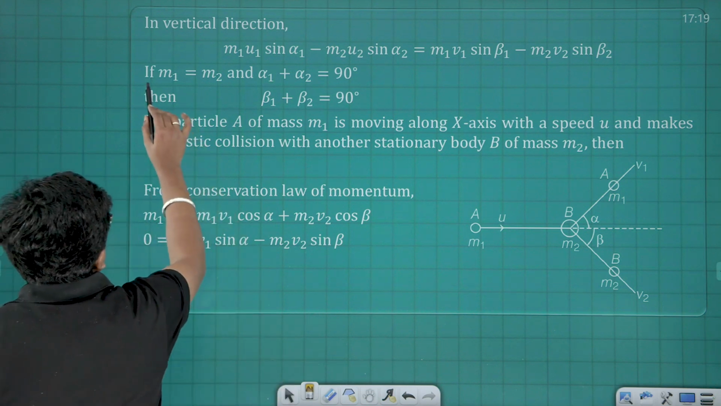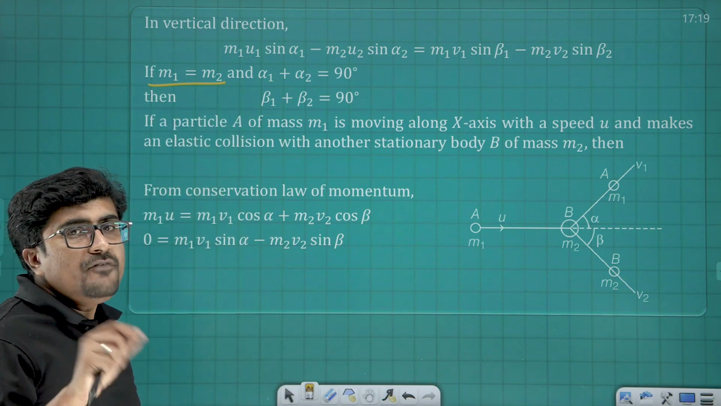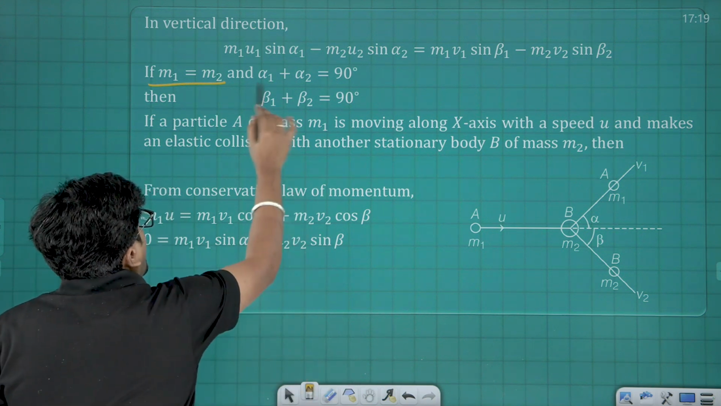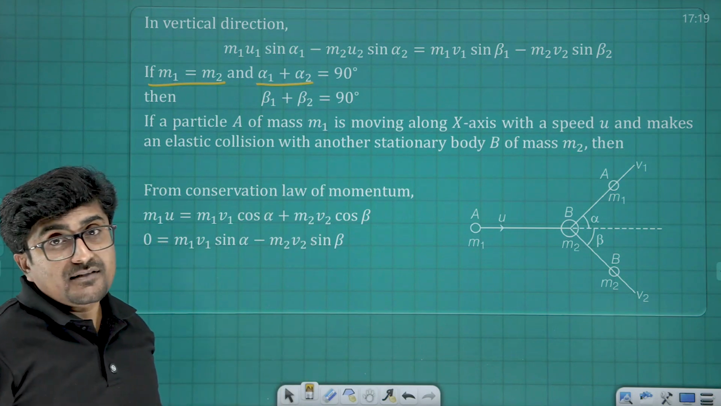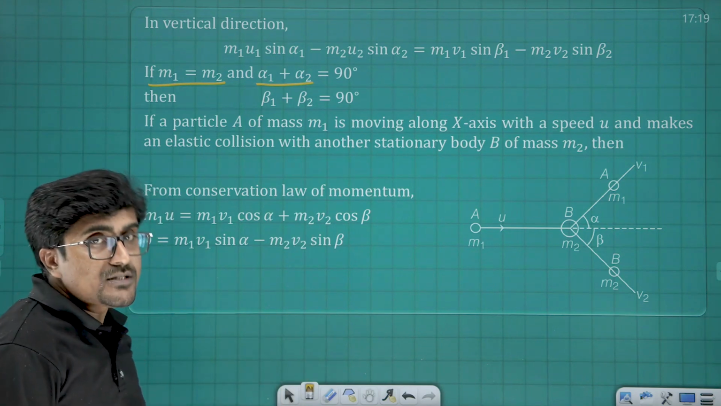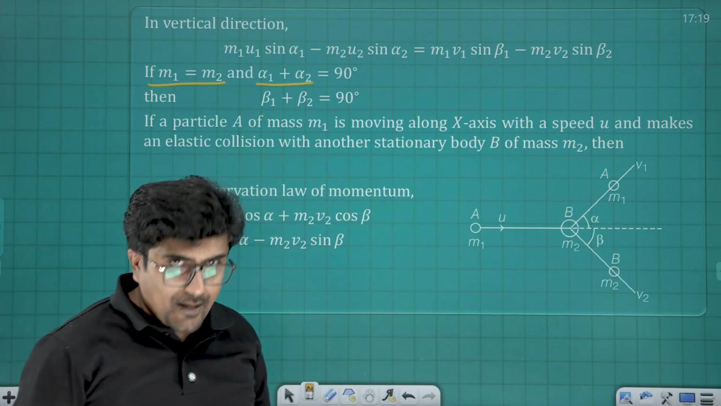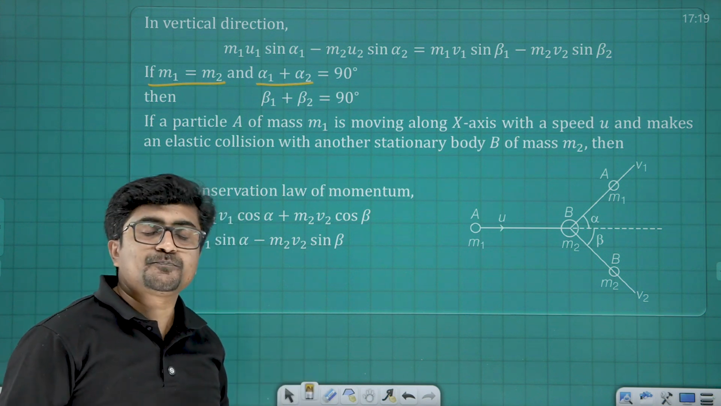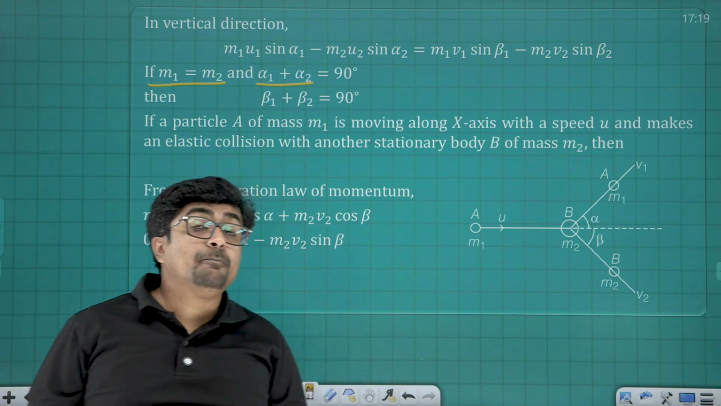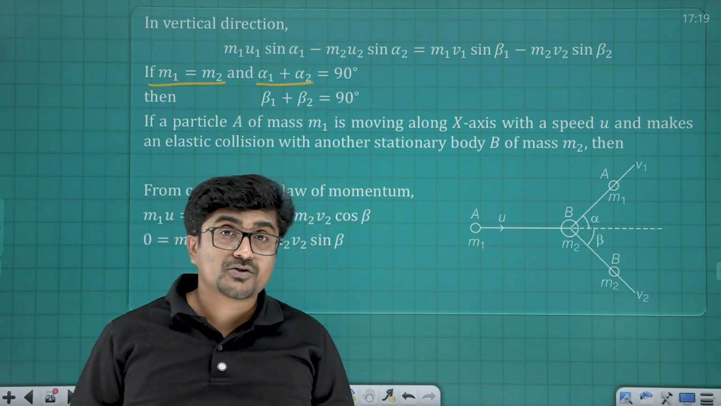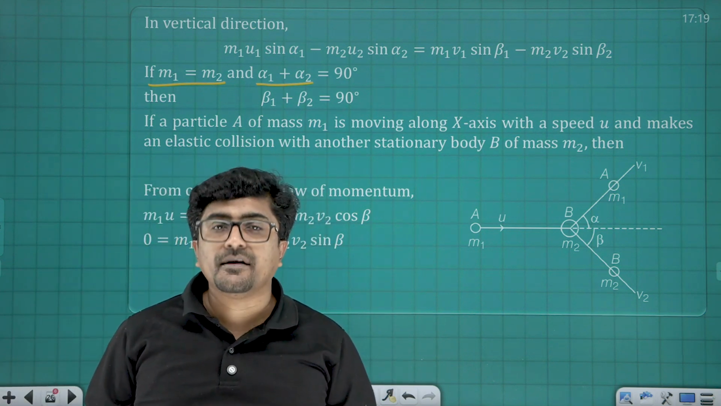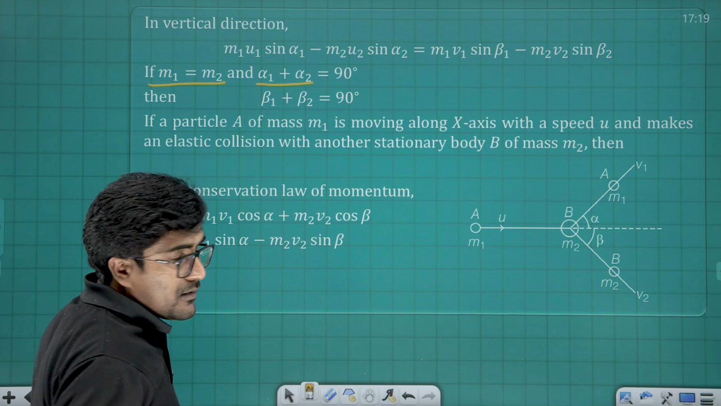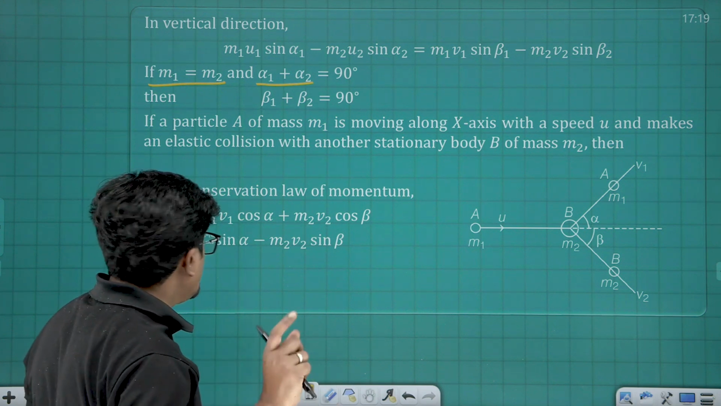Now we have one special case. If m1 is equal to m2 and alpha 1 plus alpha 2 is equal to 90 degrees, that's a special case. You can mathematically prove this relation also. With m1 equal to m2 equal to m and alpha 1 plus alpha 2 equal to 90 degrees, after collision, the sum beta 1 plus beta 2 must also be equal to 90 degrees. That's a very helpful piece of information, and it will help you in many ways, so keep that in mind.